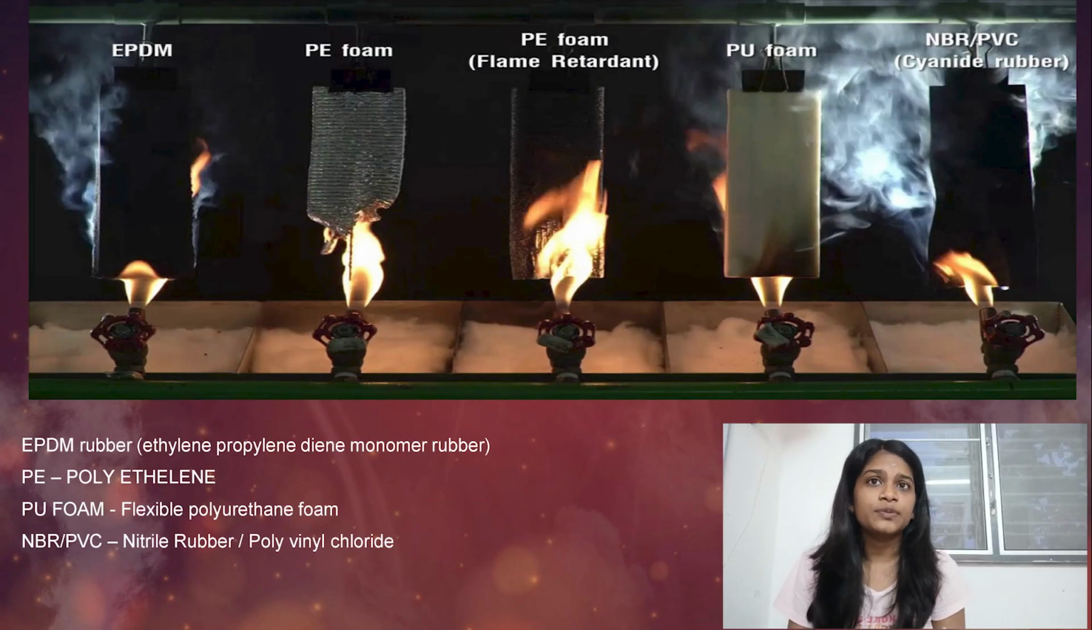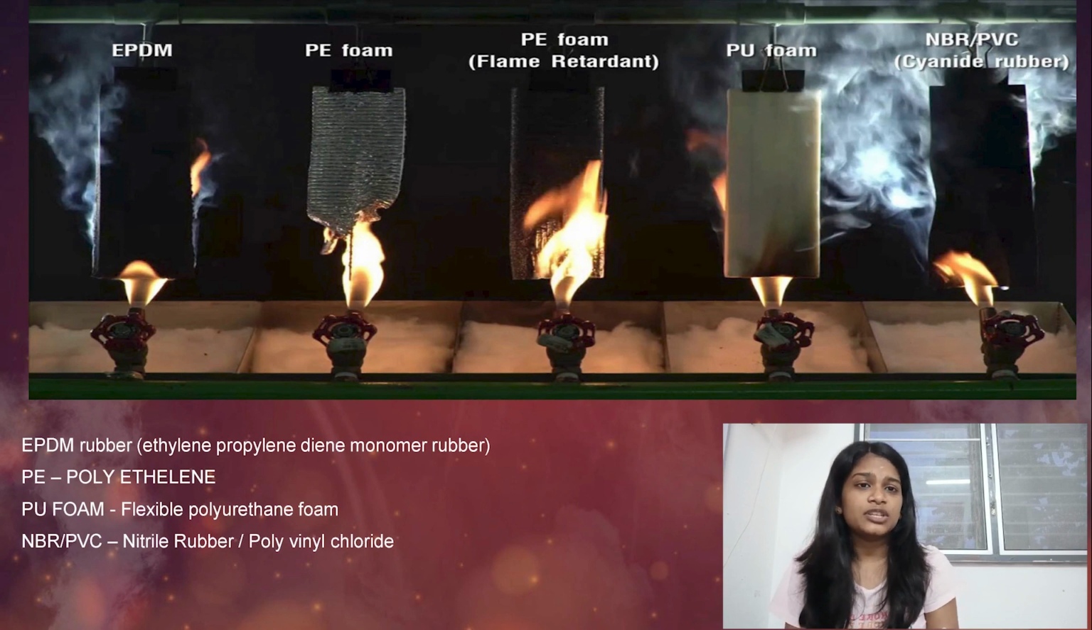In this slide, we will be seeing some combustible materials that are used to light up. The first one is EPDM rubber, which is ethylene propylene diene monomer rubber. The next one is PE foam, polyethylene foam. The next will be PU foam also, flexible polyurethane foam. And the last will be NBR or PVC, which is nitrile rubber or polyvinyl chloride.